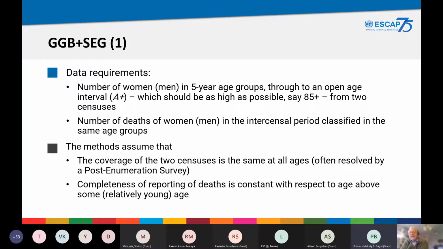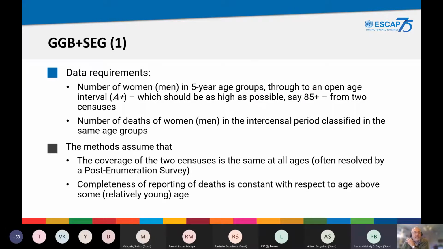plus. So as high as possible, meaning until you start getting really, really small numbers in that last open age interval. And we'd require the number of women or men in those 5-year age groups up to that open age interval from two censuses, which don't necessarily have to be exactly 10 years apart. They can be any number of years apart, as I'll show you in a worked example just now.